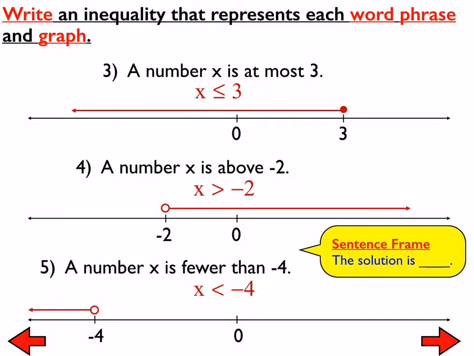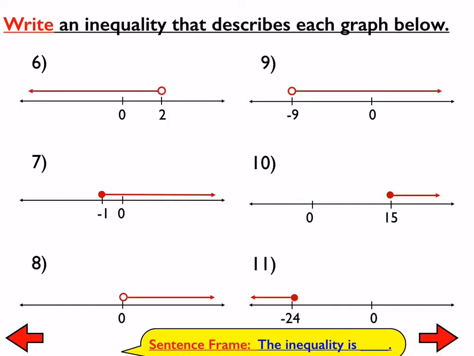All right, last thing for today. We are given a graph, and from that graph, we have to write an inequality. Let's do number 6 together. What would number 6 be in terms of an inequality? What would that look like? X is less than 2. So the inequality is, and I have a sentence frame up here for when we shoulder partner, the inequality is x is less than 2. All right, quickly finish those up, and then we'll shoulder partner all 5 of them that are left, and then we are finished for today.